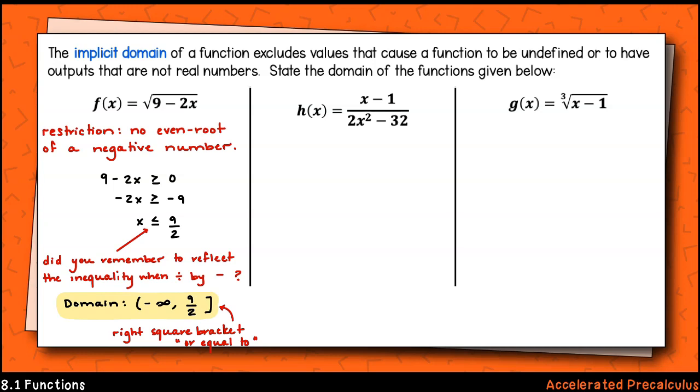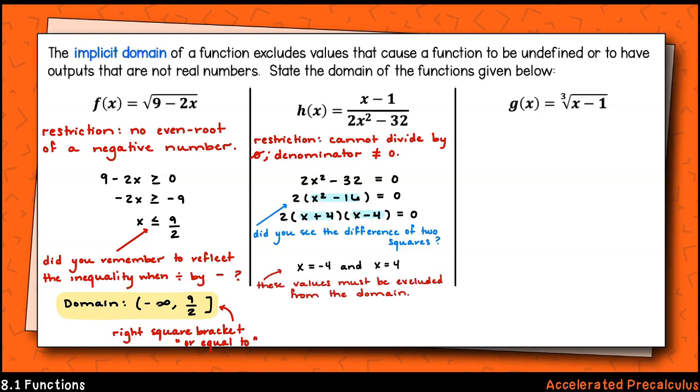In the middle, I have a rational function, h of x equals x minus 1 over 2x squared minus 32. This time, our restriction is with the denominator. I cannot divide by 0 and get a real number result. That means that 2x squared minus 32 must not equal 0. Well, it's easier to just set this expression equal to 0 because there are only up to 2 values of x that lead to a 0 result.